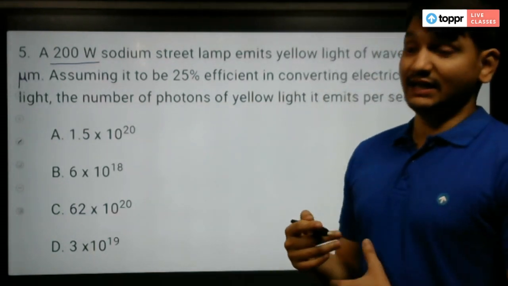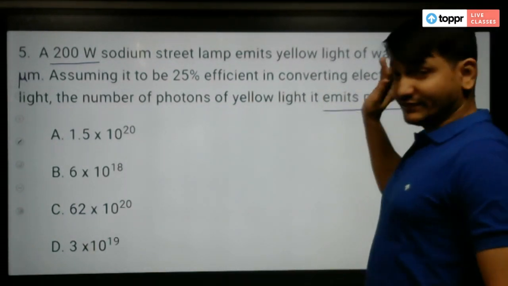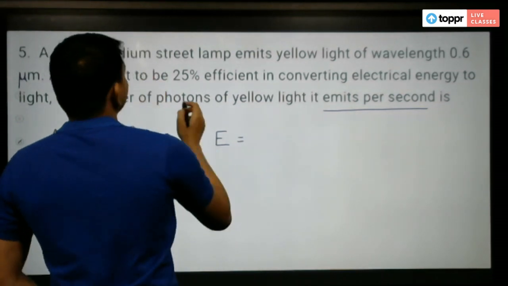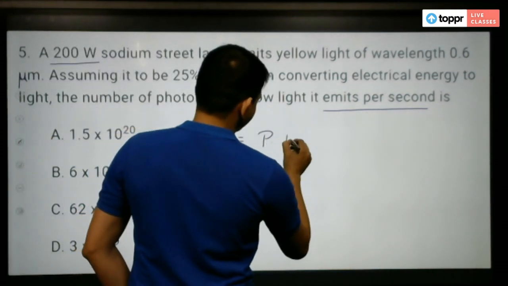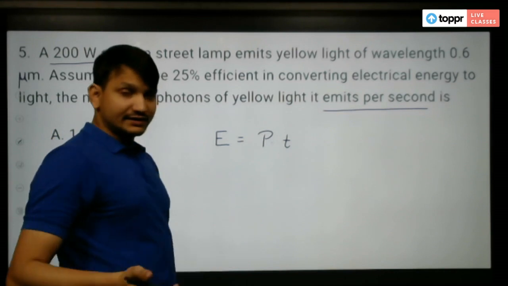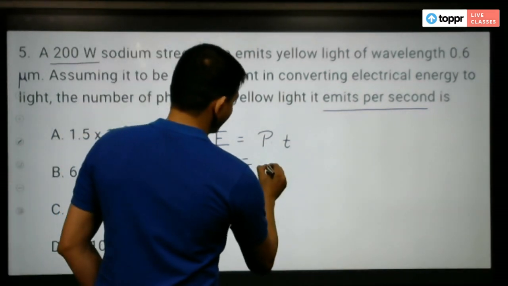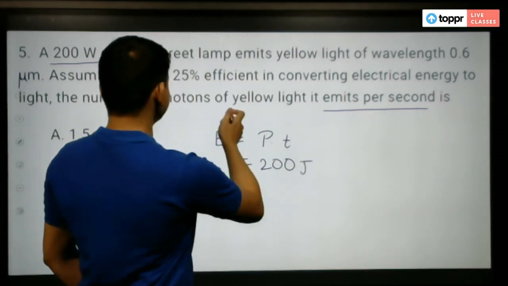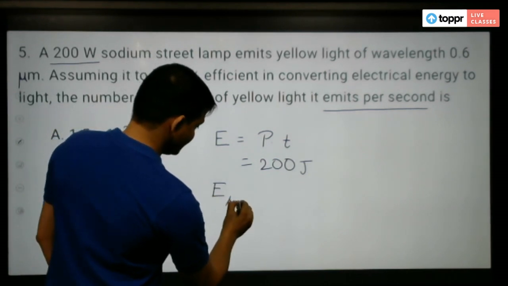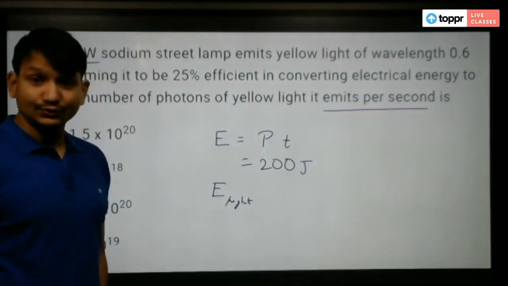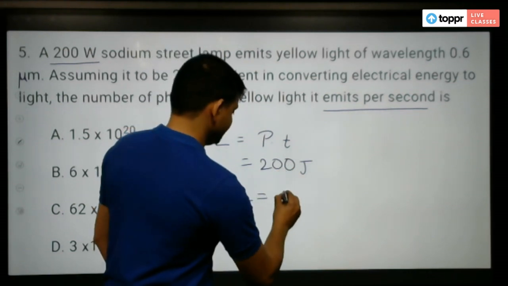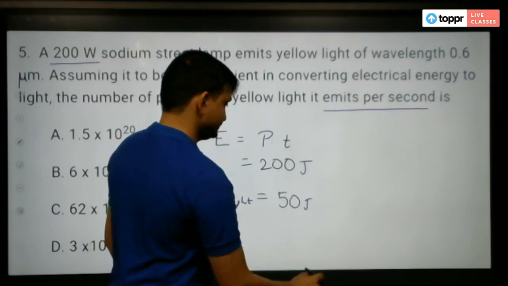So let's find out the light energy it is emitting per second. First, the light energy. Our energy is equal to power times t. Our power is 200 watt and we are considering 1 second. So 200 watt into 1 second, we will be getting 200 joule. But efficiency is only 25%. So obviously the energy in form of light would be 25% of 200 joule here, and that would be 1/4 of this, 50 joule.